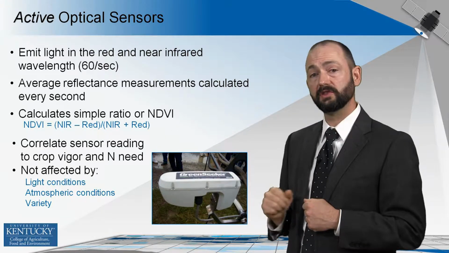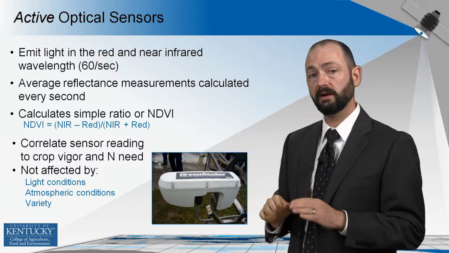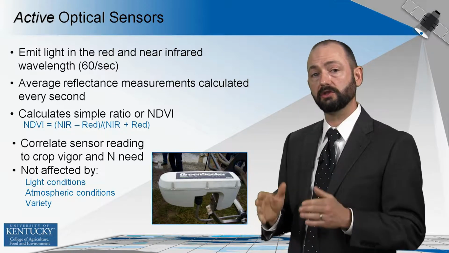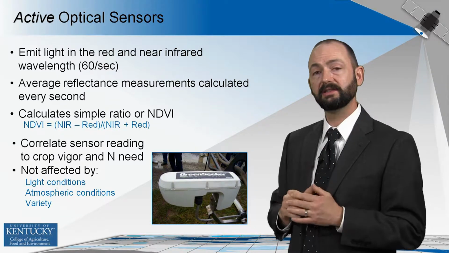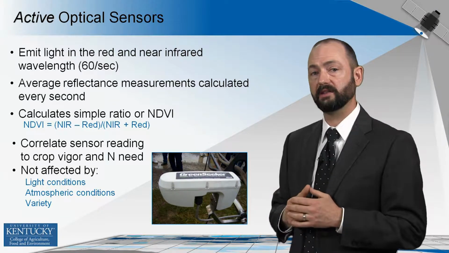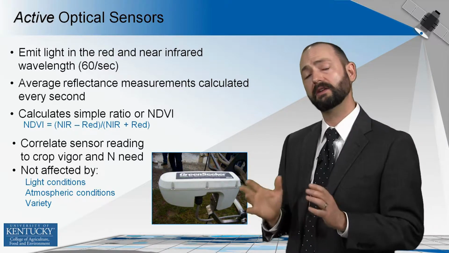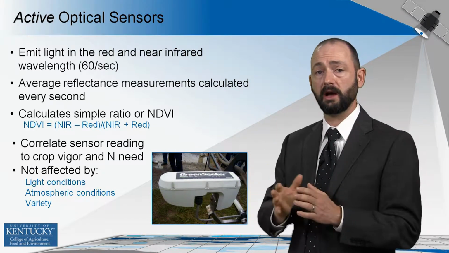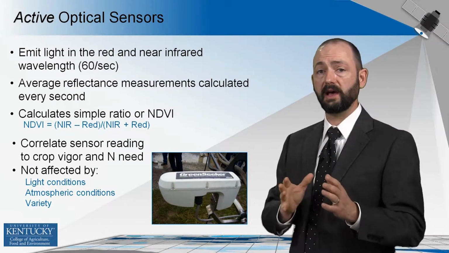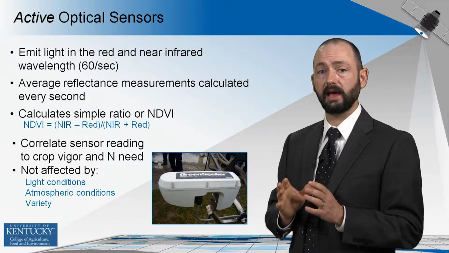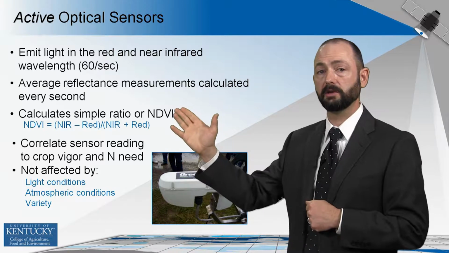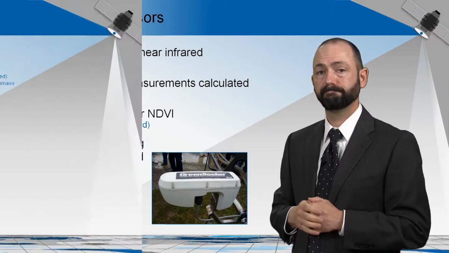Because we're using an active sensor that's mounted on the sprayer, you get light saturation, so sunlight conditions, atmospheric conditions, and varieties don't have as much of an influence on that sensor reading of red and near infrared. Now different sensors, and there have been changes over time, use slightly different wavelengths and may use near red edge or something like that, but generally you're calculating some sort of vegetative index like this.